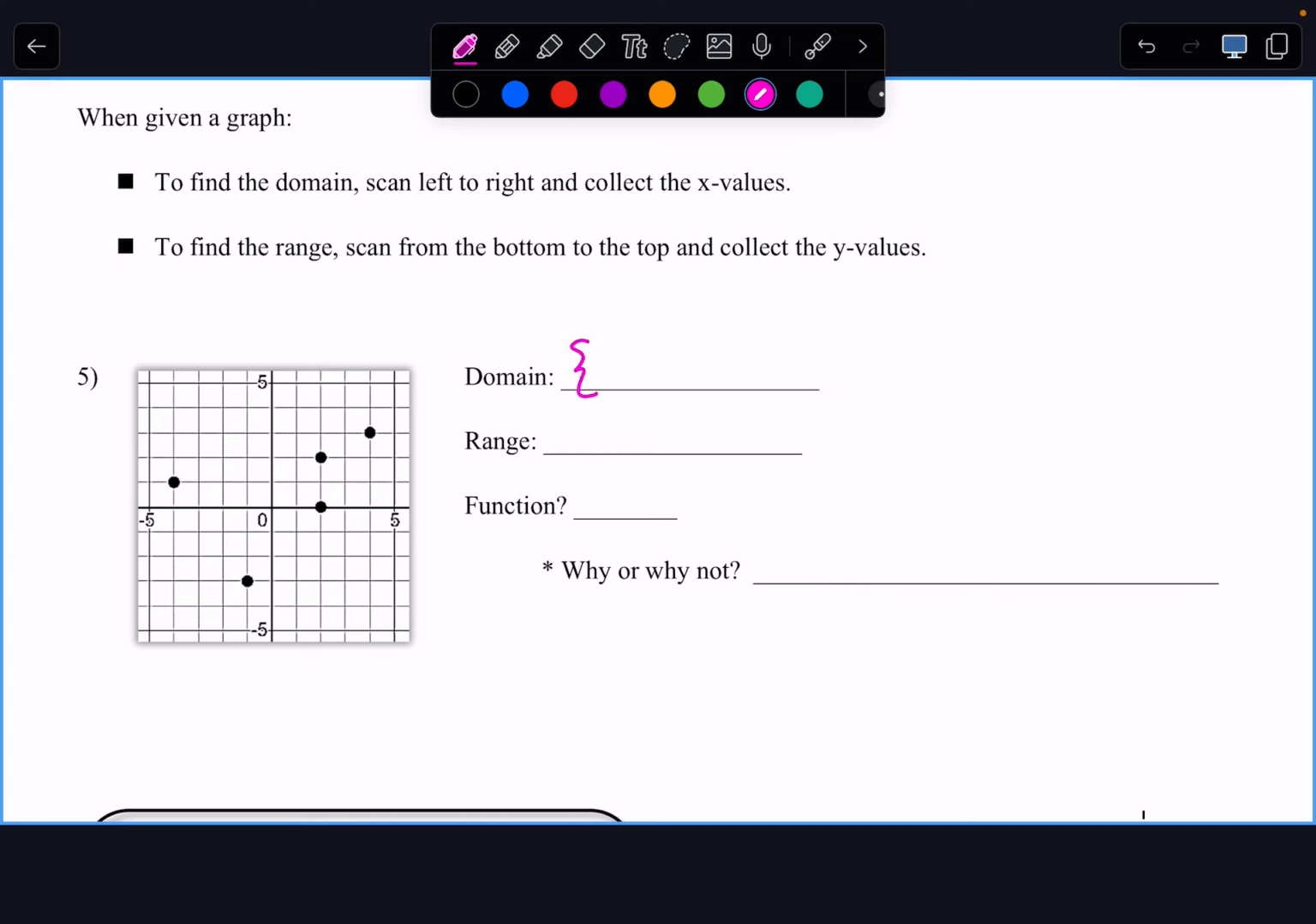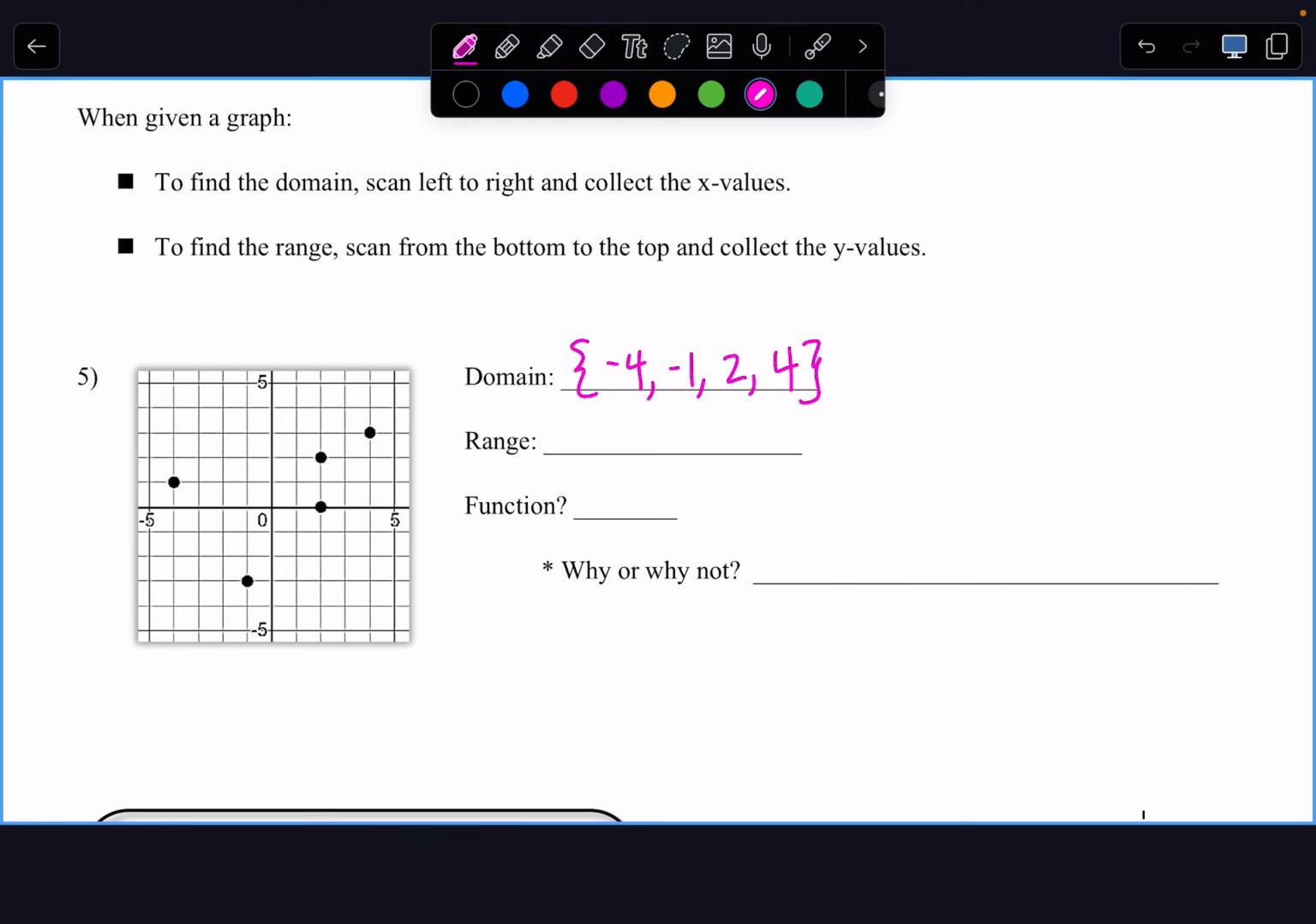from left to right, my first x value happens at -4. Then I have another coordinate at x is -1. Then we have another coordinate or 2 at x is 2. And then another coordinate at x is 4. Okay? It's okay if your domain has less numbers than the number of coordinates because remember, we could be doubling up.